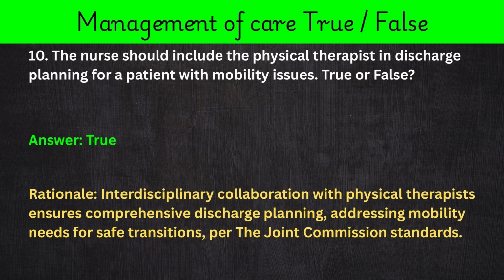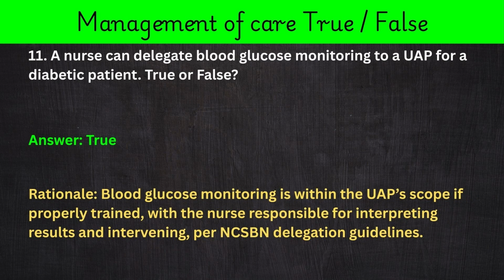10. The nurse should include the physical therapist in discharge planning for a patient with mobility issues. True or false? Answer: true. Rationale: interdisciplinary collaboration with physical therapists ensures comprehensive discharge planning, addressing mobility needs for safe transitions, per the Joint Commission standards.